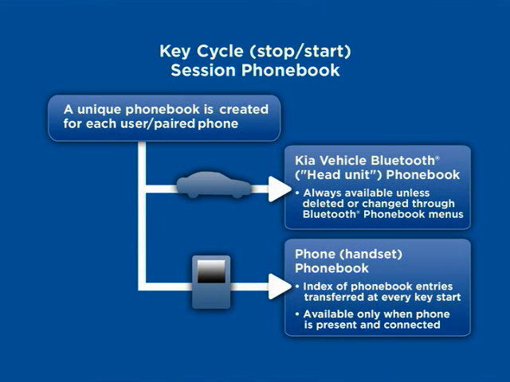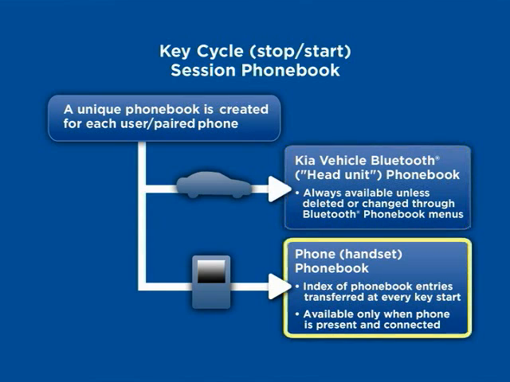Each time you start the vehicle, the voice contacts and numbers entered in the vehicle's Bluetooth system by the current user are made available. These Phonebook entries are specific to the user and their paired phone and cannot be accessed by any other users. Simultaneously, the system pulls an index of the current user's Phonebook contact list entries from the phone's handset and makes those available as well. Entries from both Phonebooks are now available to you for this session.